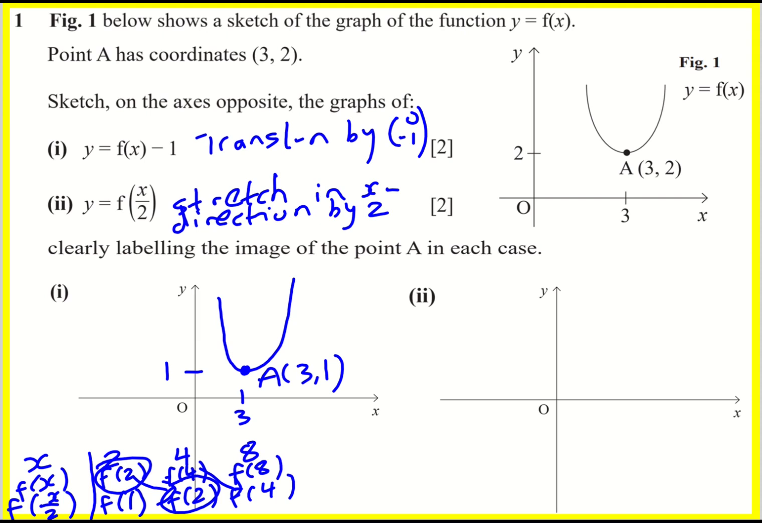Okay, so that means that my point is going to go from being 3, 2 to actually 6, 2. It's going to jump to here. Still the same for y. And then I'm just going to show that it's kind of spread out. There we go, nicely done.